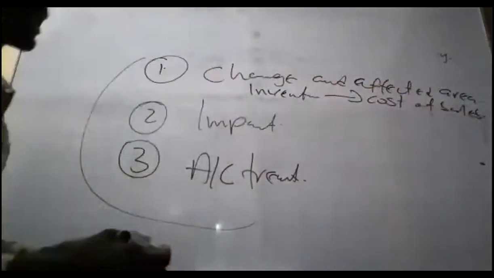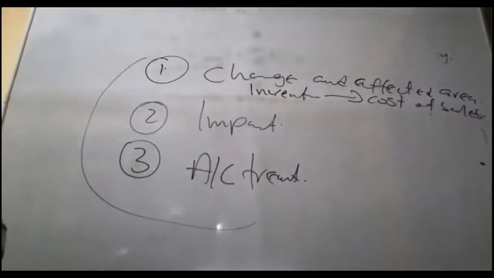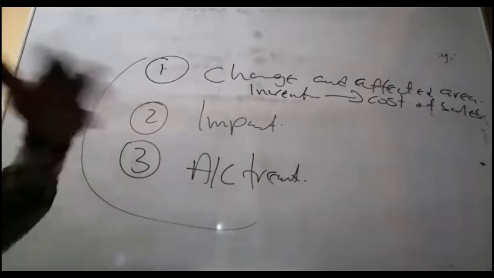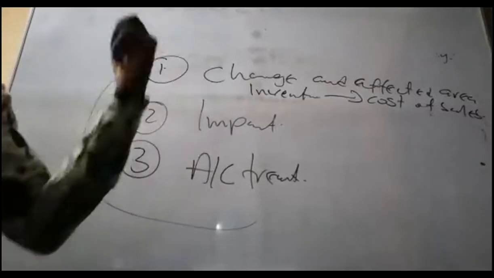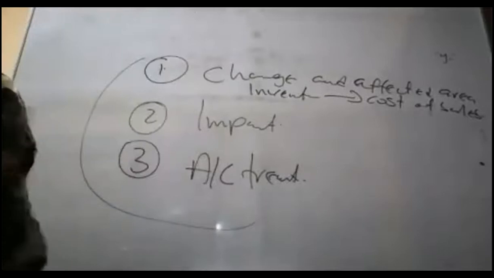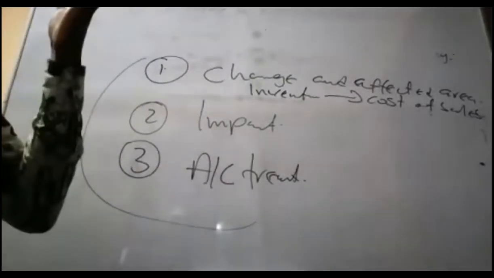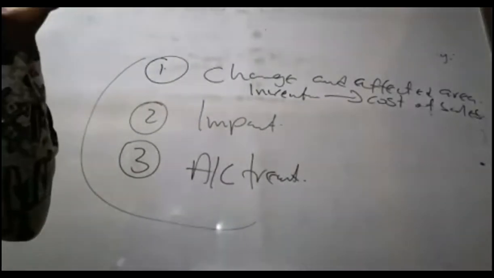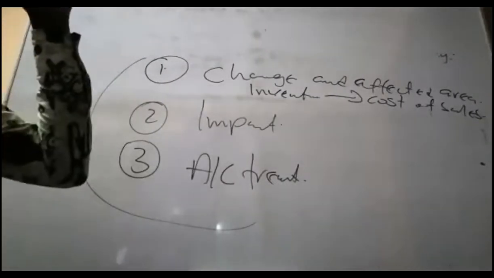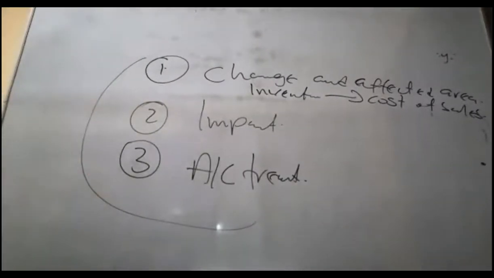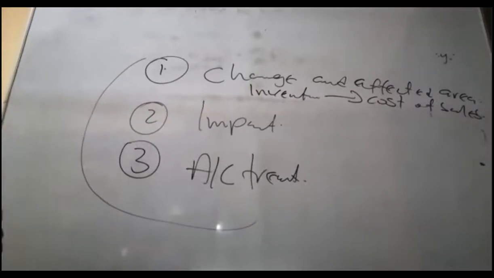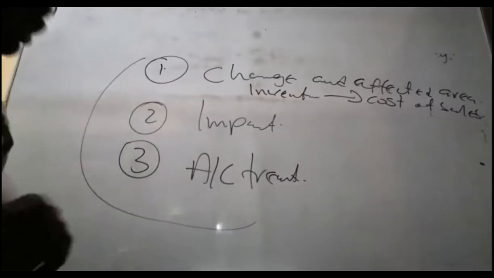So it tells me that the cost of sales given to me in the question is automatically wrong. Automatically, that cost of sales figure is wrong, because I know that they're affected. And any other item that depends on cost of sales is also automatically wrong. Why? Because if the cost of sales is wrong, gross profit, forget it. Net profit, forget it. Good. So that is it.